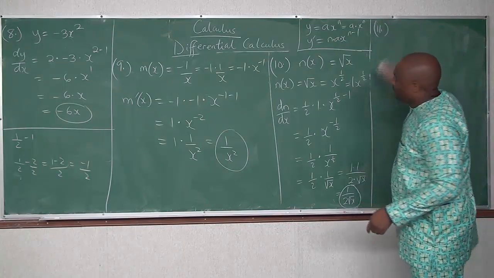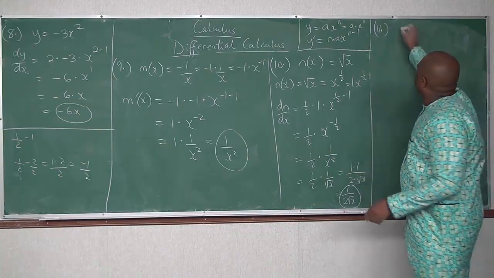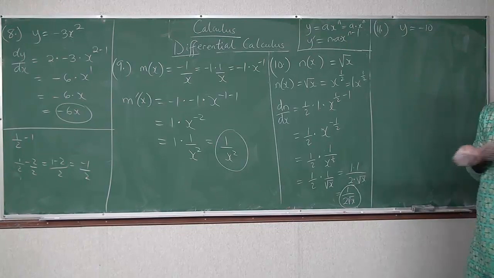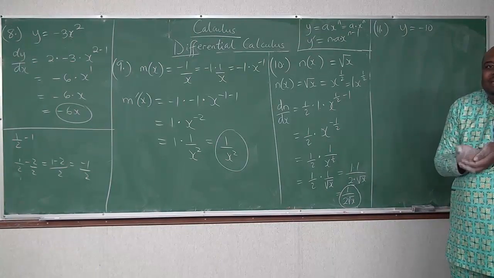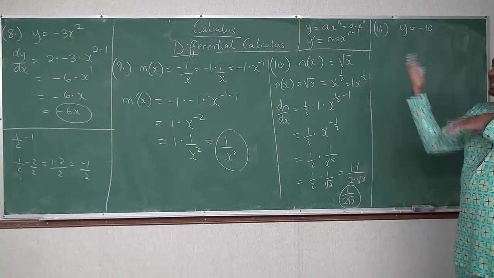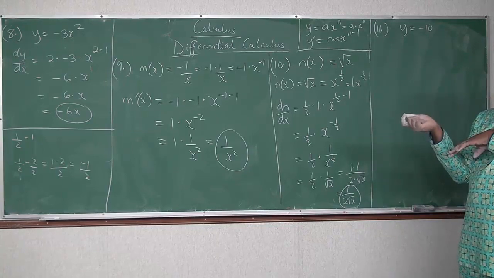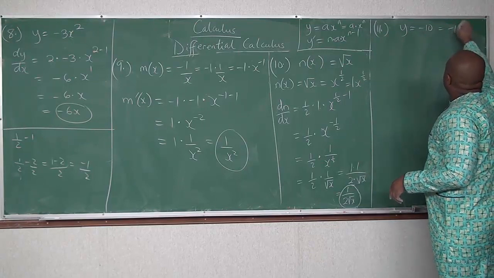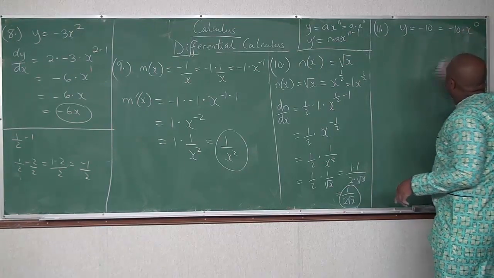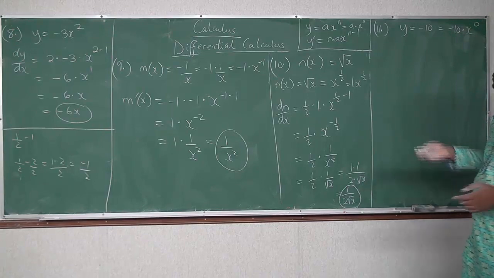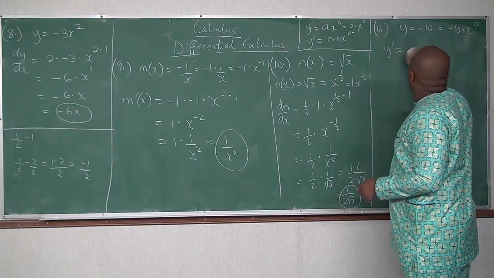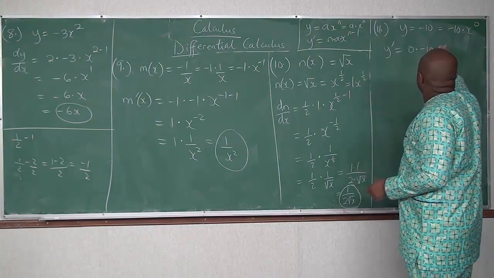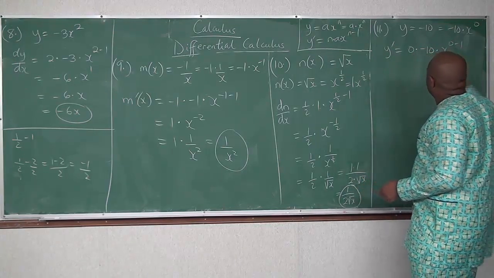Question 11. y is negative 10. So like we said, the derivative of any constant is what? 0. But if you want me to express it to show my work, y equals negative 10 times x exponent 0. So y prime, or dy/dx, will be 0 times negative 10 times x to the 0 minus 1.